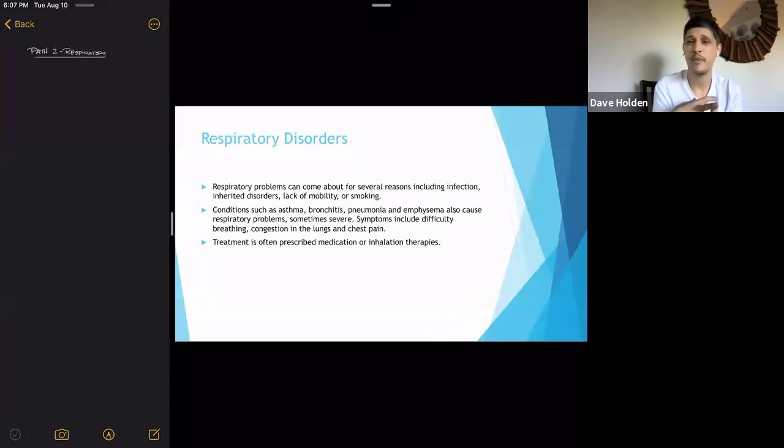Also lack of mobility. A lot of things in the body depend on movement, right? We've talked about venous blood return. We've talked about the lymphatic system. All of these require the body to move in order to function properly. Lungs are no different. Lungs themselves cannot move. Lungs alone can do nothing.